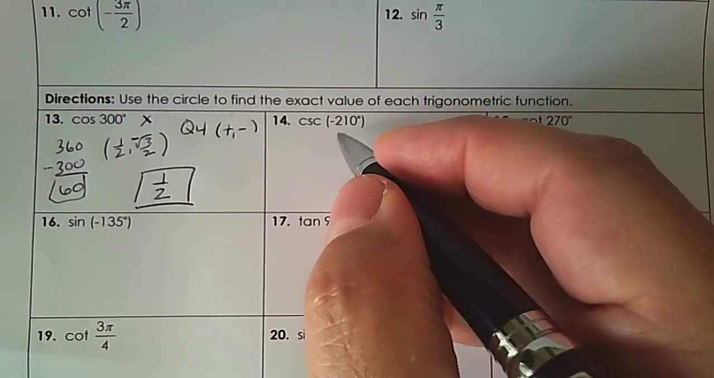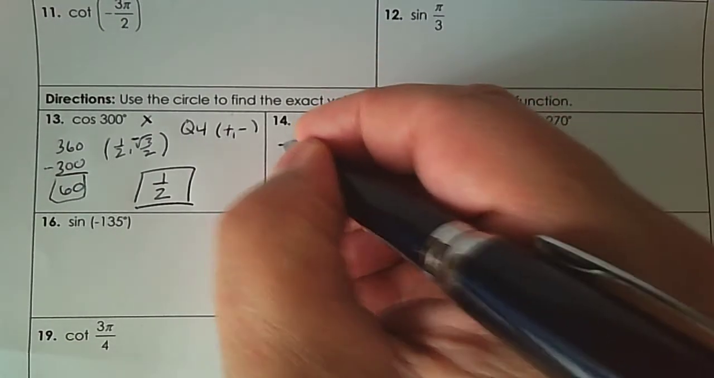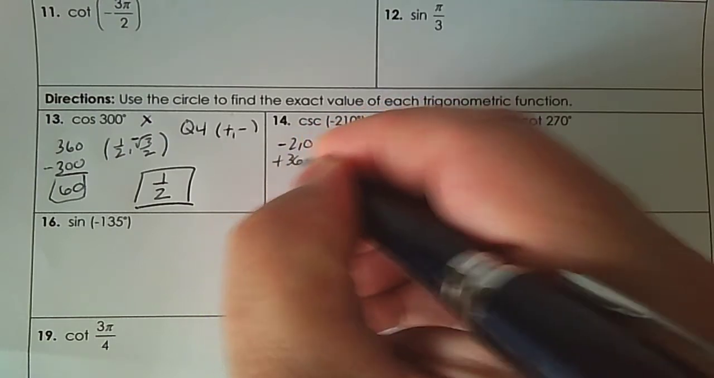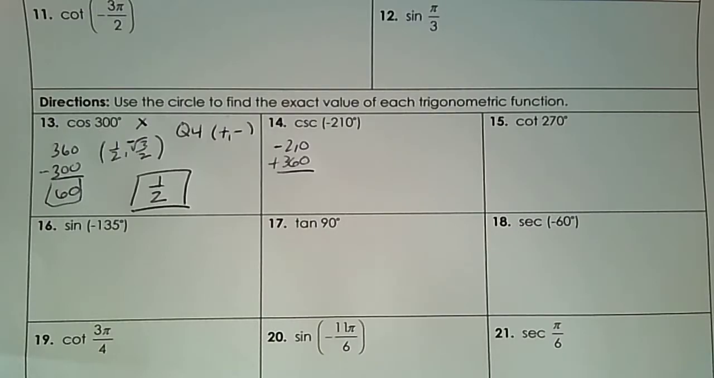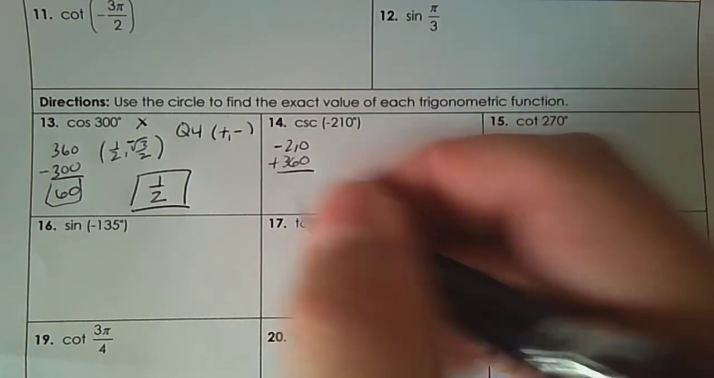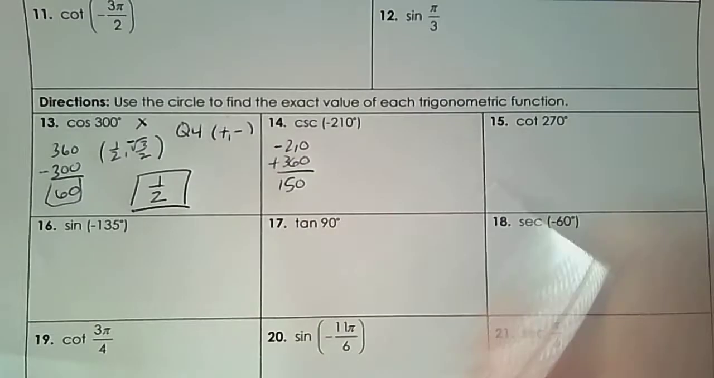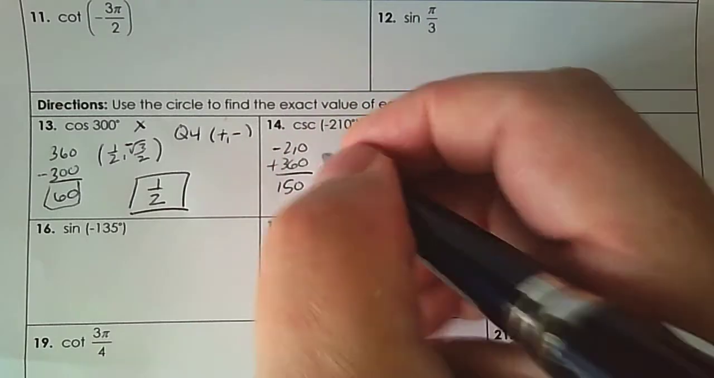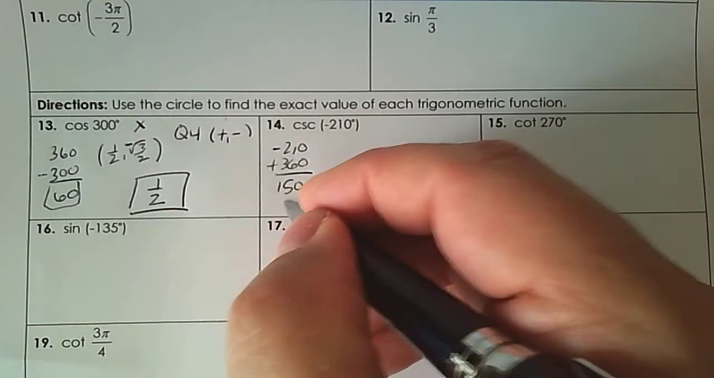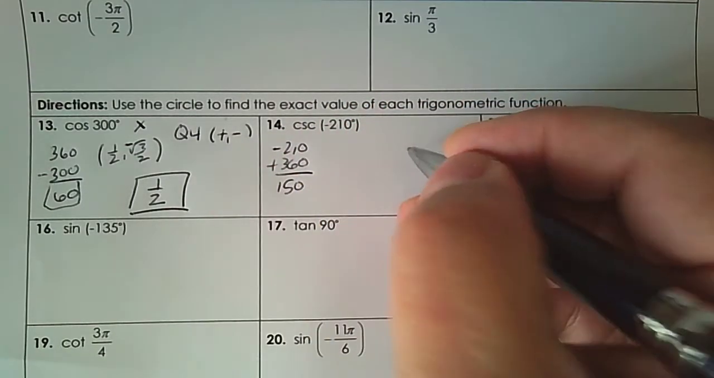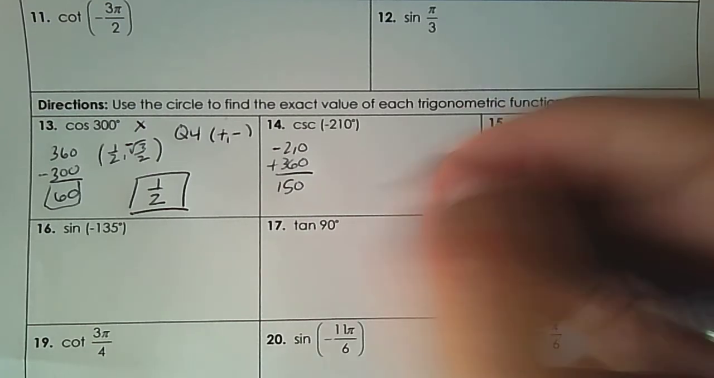Let's try that again. Number 14, negative 210. The first thing I would do is add 360 and find the positive angle that is coterminal to it. It's easier to work with. So what's 360 take away 210? That's 150. The next thing I would do, if I didn't have a unit circle, so if you want to use it, go and look at it and write down the point. But I'm going to teach you how to do it without having a unit circle in front of you.